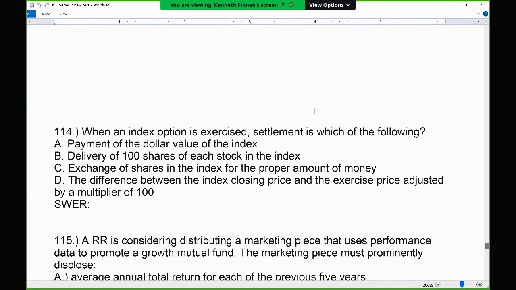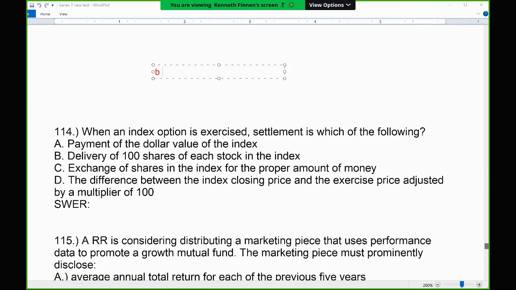It's that simple, okay? The only difference here is that it settles in cash. It means when you exercise an index option, you're going to receive money. Or if you sold it, you're going to have to pay money. You're not getting shares. Remember that.